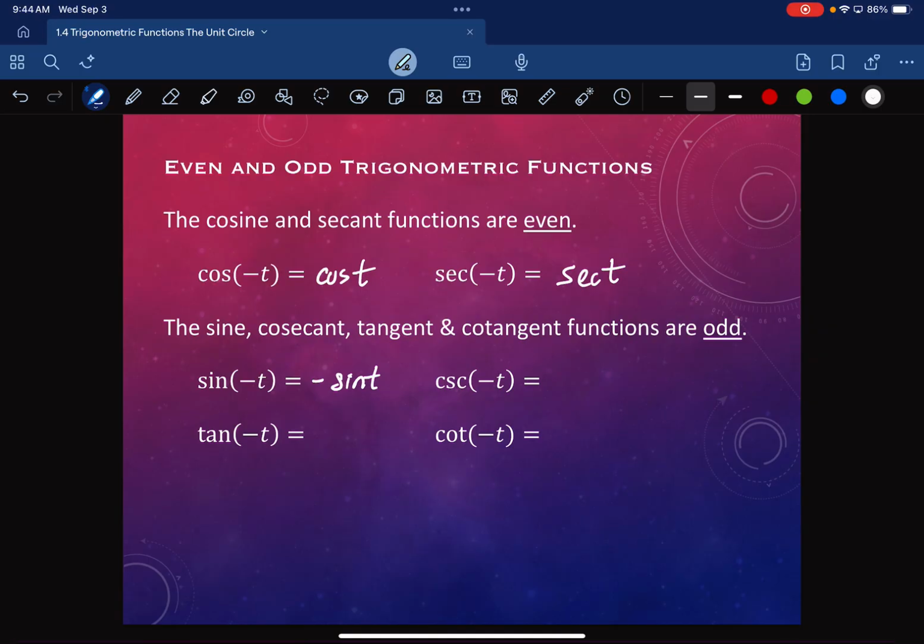So I have sine of negative t is negative sine t, cosine of negative t is negative cosecant. Cosecant of negative t is negative cosecant of t. Tangent of negative t is negative tangent of t. I need to slow down talking. Cotangent of negative t is negative cotangent of t.